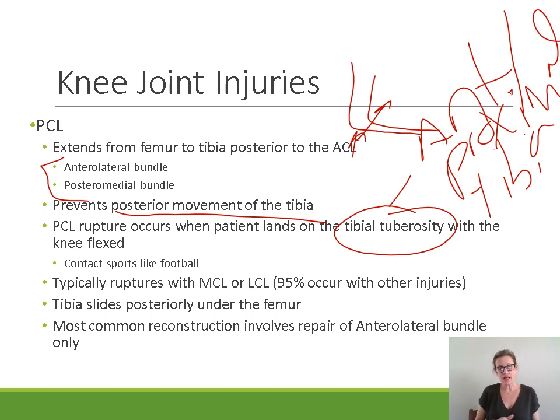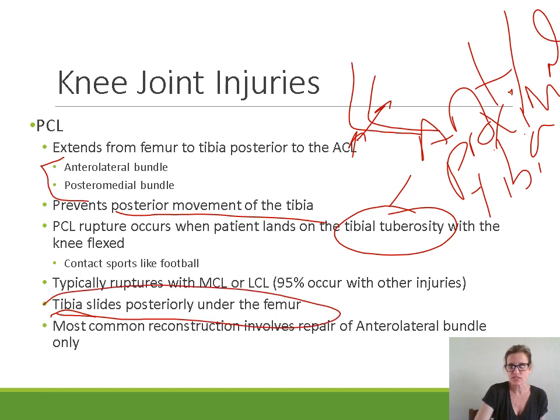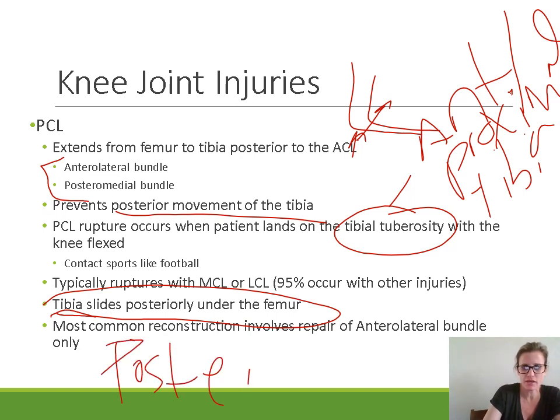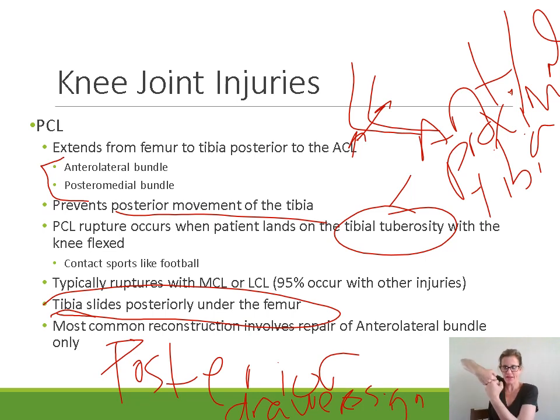When the PCL is torn, the tibia moves back too far. So when it's torn, we see the tibia slides posteriorly under the femur. We call this the posterior drawer sign. Posterior drawer sign, right? Like a drawer slides, but now the drawer is sliding backwards. The tibia down here is sliding towards the back instead of towards the front.